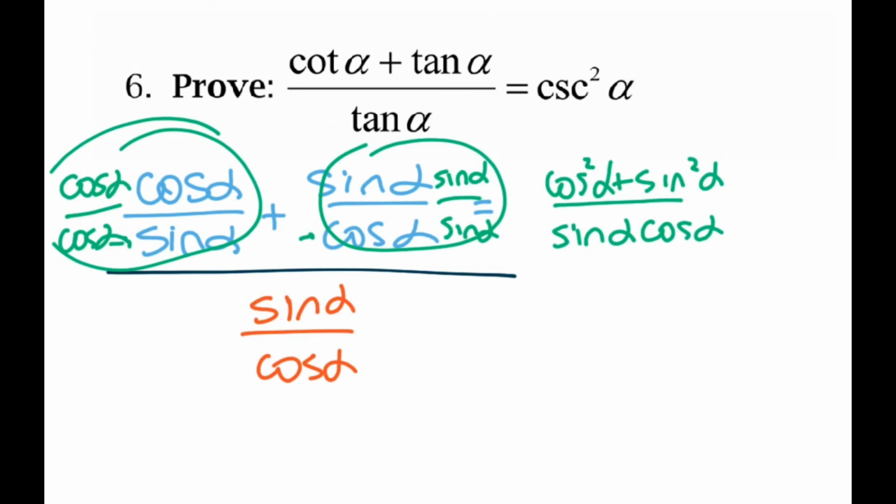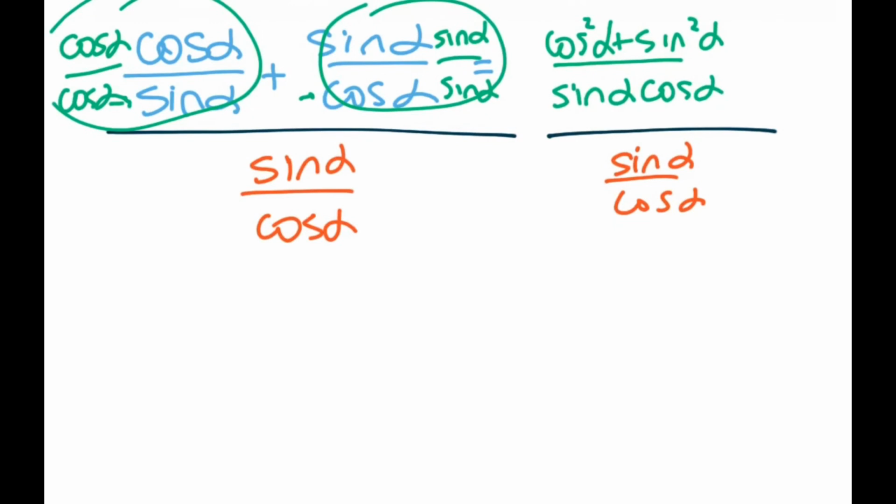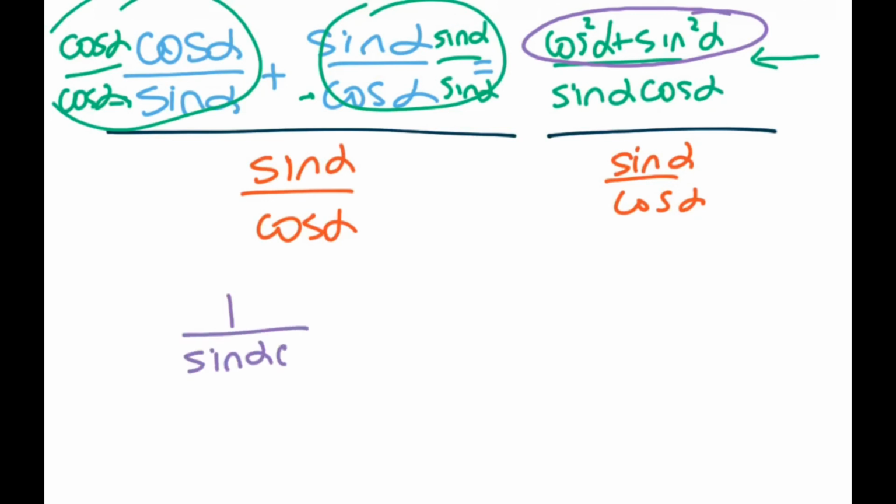Okay, now let's go to the denominator. So sine over cosine, there's nothing to do there, and so I'm just going to leave that. Okay, now look at what's in green. So this part right there, do you notice what have we learned about cosine squared plus sine squared? So remember that that's equal to 1. So my numerator is that. Okay, that's what the numerator is.